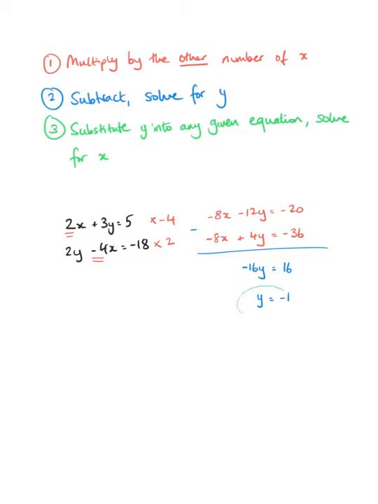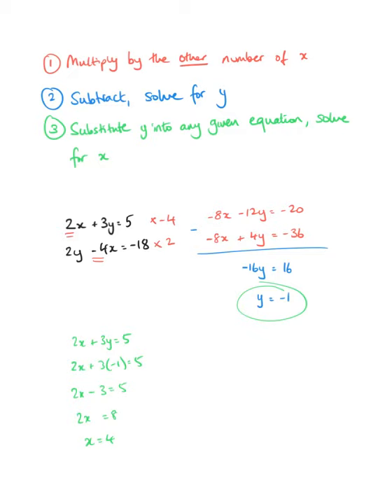I'm then going to use the value that I've just found and substitute it in one of the equations. So I know that 2x plus 3y is equal to 5. So 2x plus 3 lots of minus 1 is equal to 5. So 2x minus 3 is 5. 2x is 8. So x must be 4.